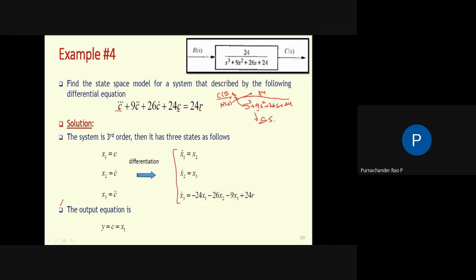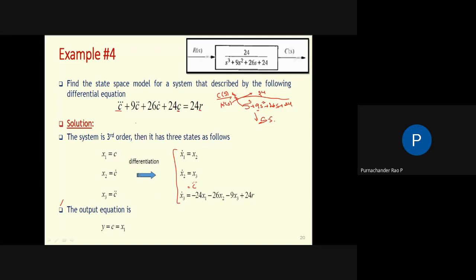The first one we choose is the output, so x1 will be chosen as C, x2 will be chosen as C dash, and x3 will be chosen as C double dash. Once you choose the state variables, the next step is to take the differentiation of these state variables. The differentiation of x1 is x1 dash, which is equal to C dash, which is x2. Therefore x1 dash is equal to x2, x2 dash is equal to x3, and x3 dash is equal to C triple dash.